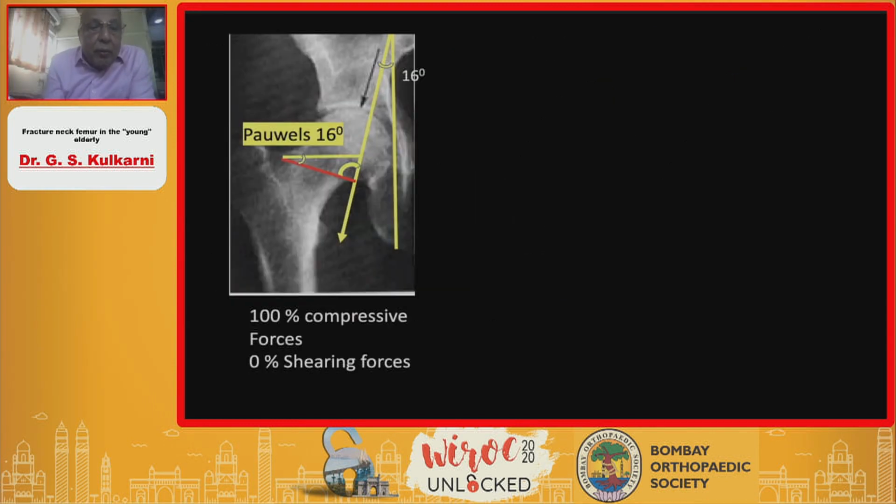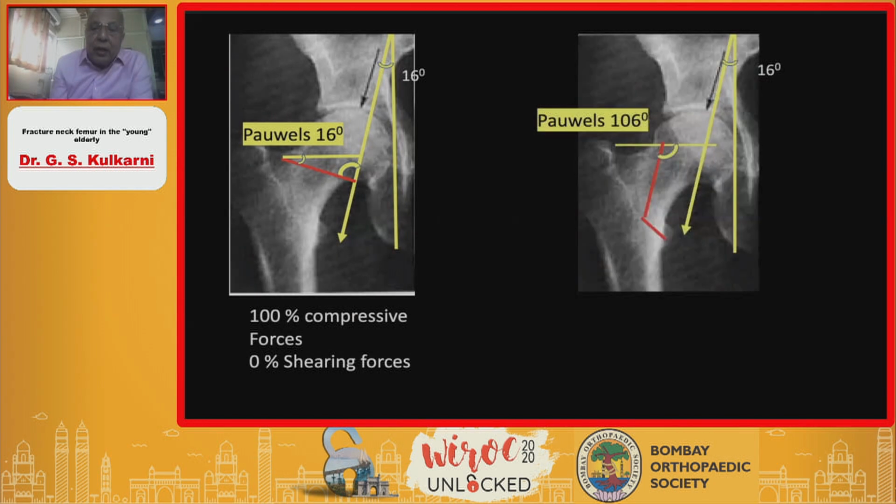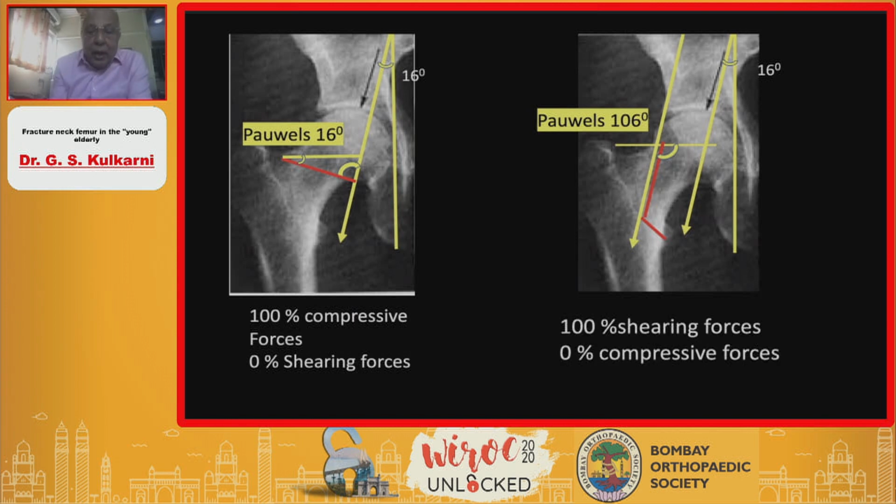In the picture, you can see that there is a 16 degrees angle and the force is at right angles to the fracture line. And here, the Pauwels angle is 106. And therefore, the force acting is parallel to the fracture line. And therefore, there is 100% shearing force.